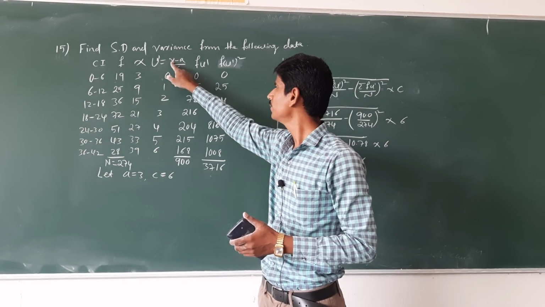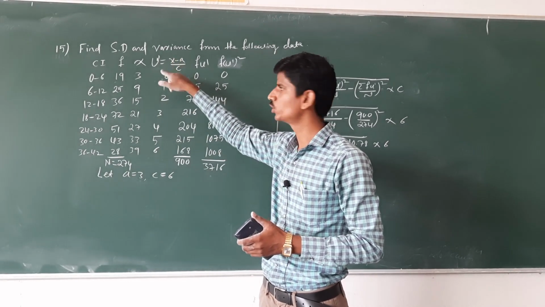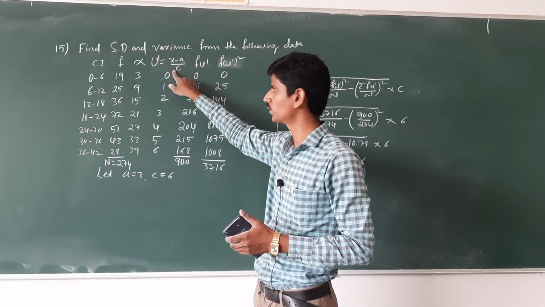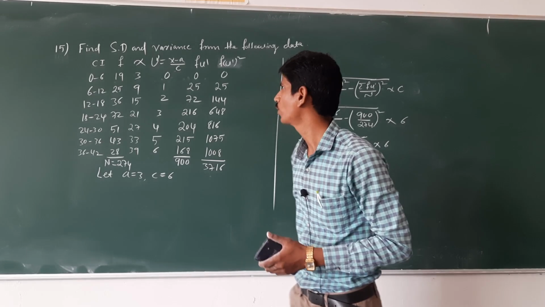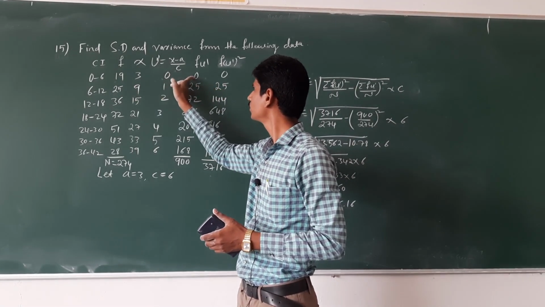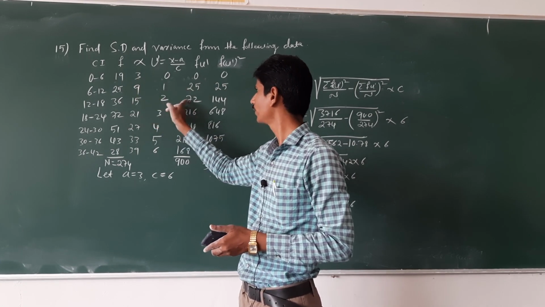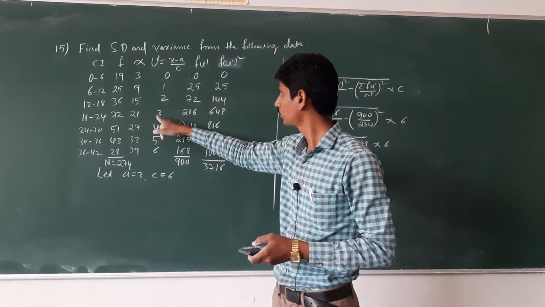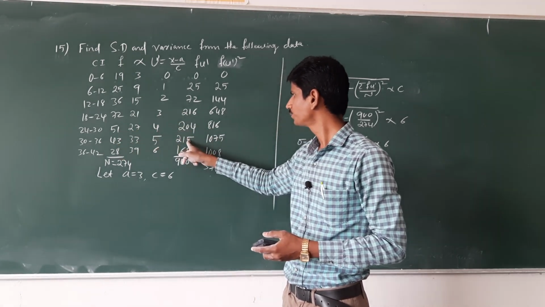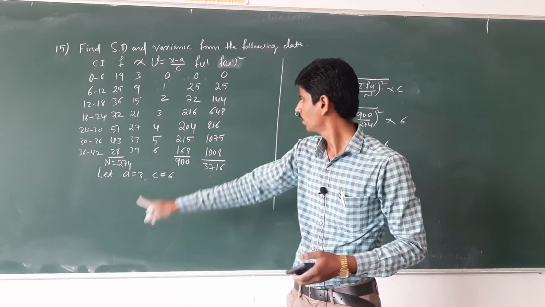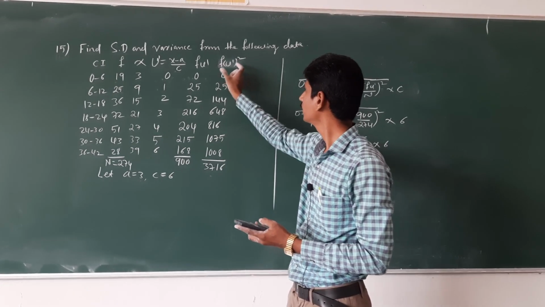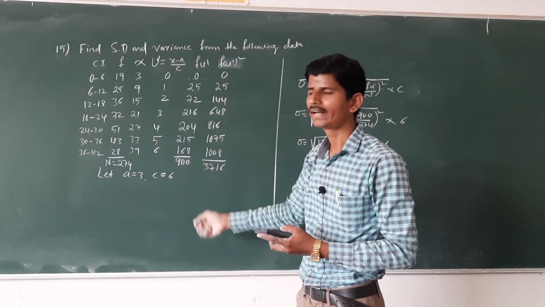Here 3 minus 3 is 0. 0 divided by anything is 0. Next, the second x is 9. 9 minus 3 is 6. 6 divided by 6 is 1, and so on up to 6. The next you have to multiply f into u dash. 19 into 0 is 0. 25 into 1 is 25. 36 into 2 is 72. 72 into 3 is 216. 51 into 4 is 204. 43 into 5 is 215. Next 28 into 6 is 168. The next we want the sum of fu dash, then we will get 900.